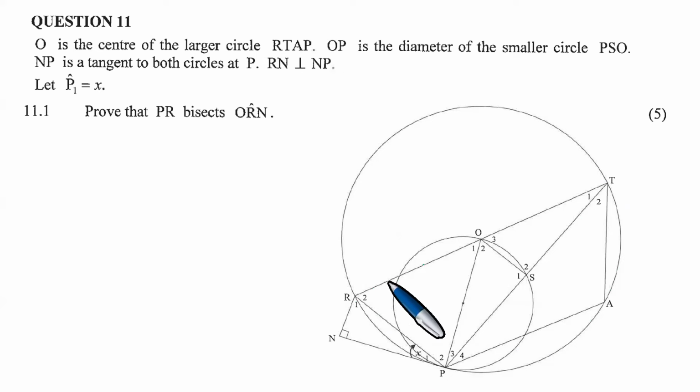OP is the diameter. If you look carefully, there is O, and here is P, so you can see that OP is a diameter of the smaller circle PSO. NP is the tangent to both circles at P. RN is perpendicular to NP. Here is NP, and RN is perpendicular to it.